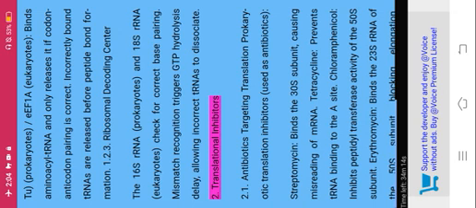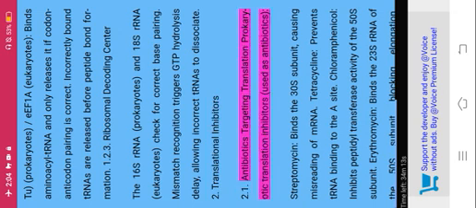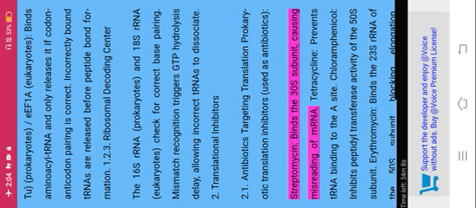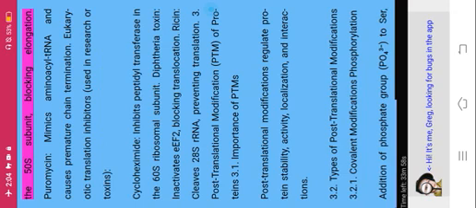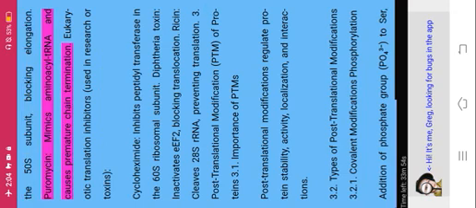2. Translational inhibitors. 2.1. Antibiotics targeting translation. Prokaryotic translation inhibitors used as antibiotics: Streptomycin binds the 30S subunit, causing misreading of mRNA. Tetracycline prevents tRNA binding to the A site. Chloramphenicol inhibits peptidyltransferase activity of the 50S subunit. Erythromycin binds the 23S rRNA of the 50S subunit, blocking elongation. Puromycin mimics aminoacyl tRNA and causes premature chain termination.